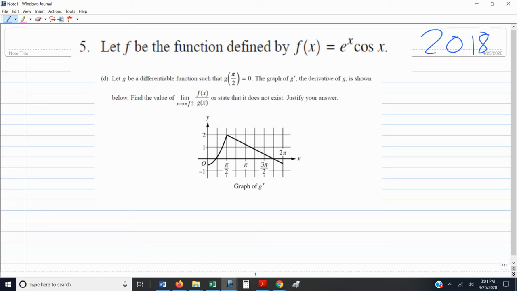It says g is a differentiable function such that g of pi over 2 is equal to 0. The graph of g prime, the derivative of g, is shown below. This question is asking us to find the value of the limit as x goes to pi over 2 of f of x over g of x, or state that it doesn't exist with a justification.